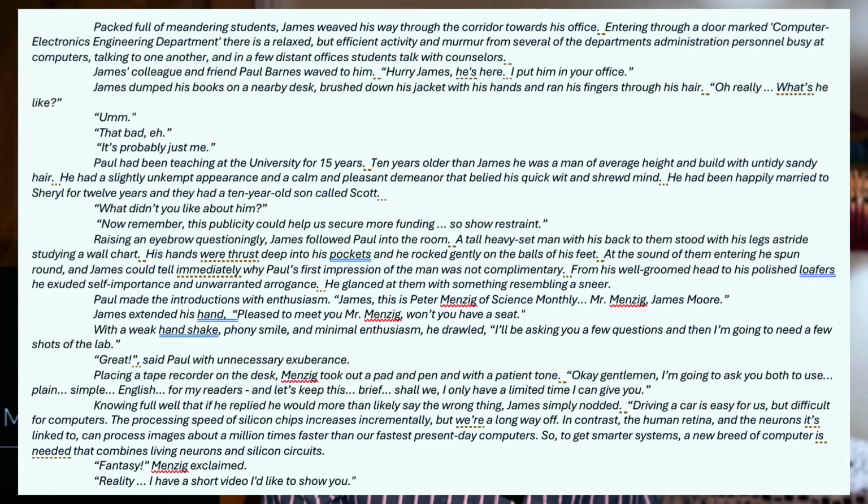Driving a car is easy for us, but difficult for computers. The processing speed of silicon chips increases incrementally, but we're a long way off. In contrast, the human retina and the neurons it's linked to can process images about 1,000,000 times faster than our fastest present-day computers. So, to get smarter systems, a new breed of computer is needed that combines living neurons and silicon circuits. "Fantasy," Menzig exclaimed. "Reality. I have a short video I'd like to show you."